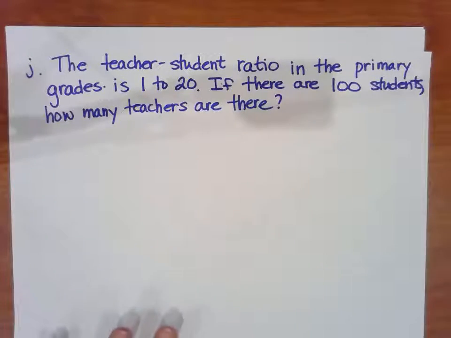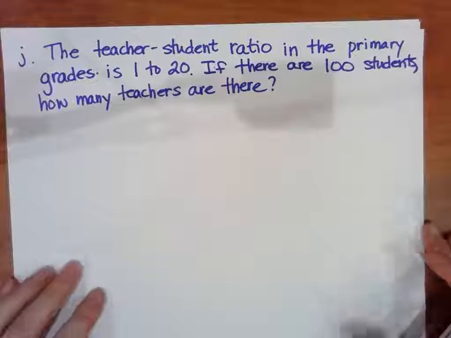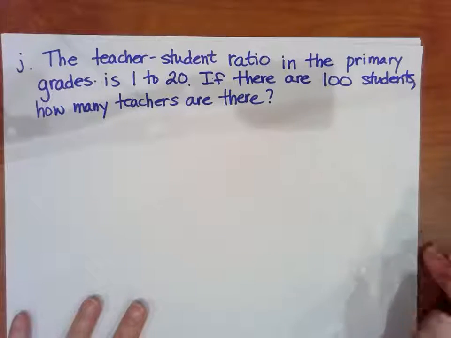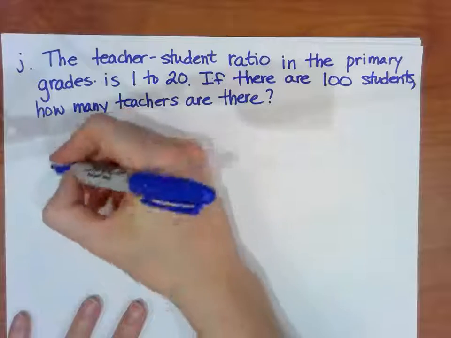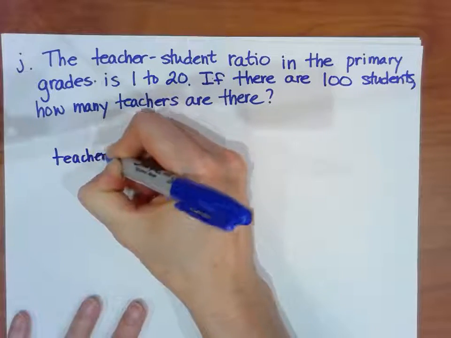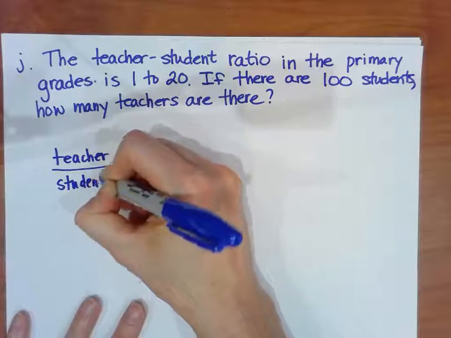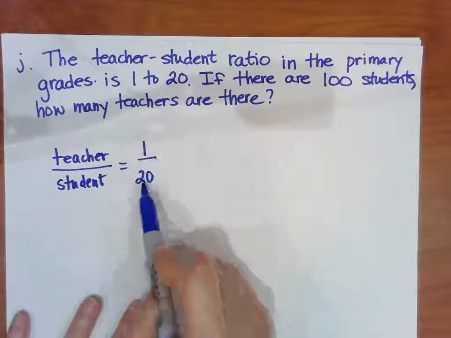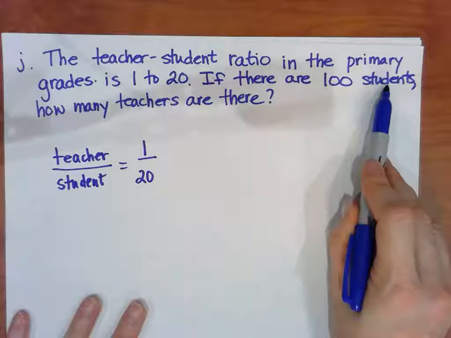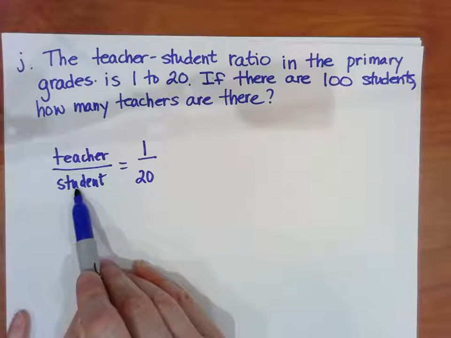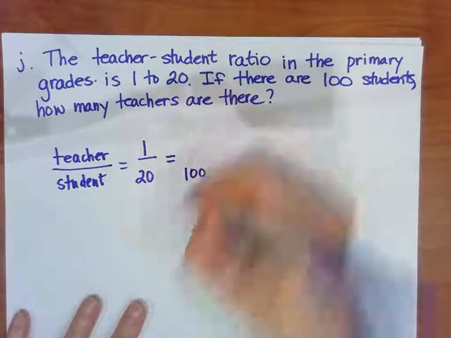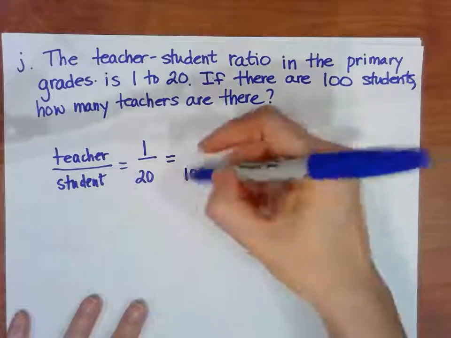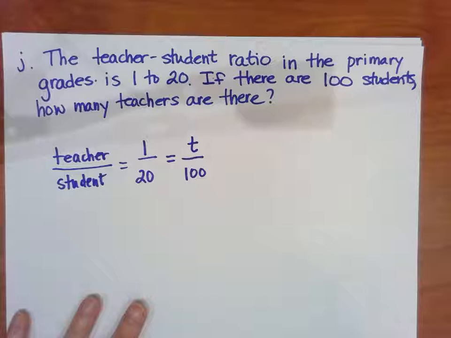And then J. The teacher-student ratio in the primary grades is 1 to 20. If there are 100 students, how many teachers are there? They're talking about the teacher to student ratio, and they told us that it's 1 to 20. So teacher to student is always equal to 1 to 20. There are 100 students. Students is a denominator, so our 100 is going to go into the denominator. How many teachers are there? That's what we don't know. Teachers are in the numerator, so that's where our variable is going to go.